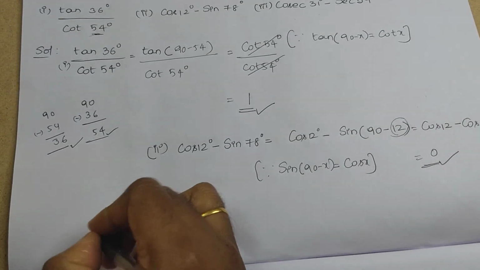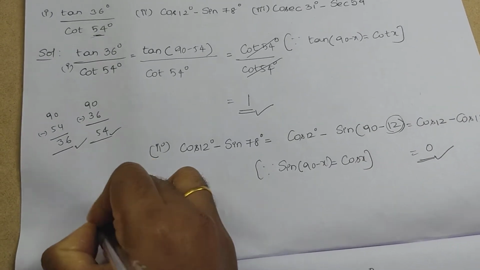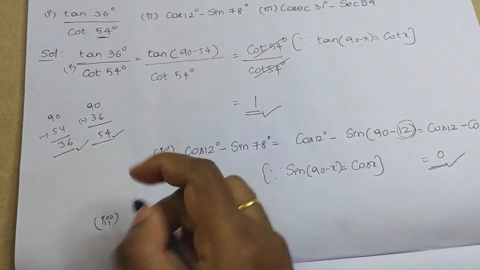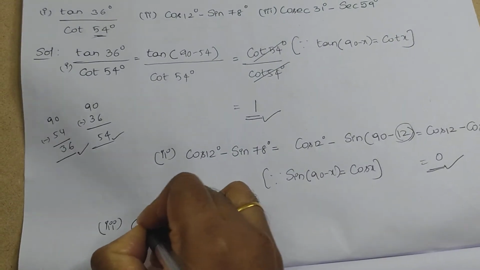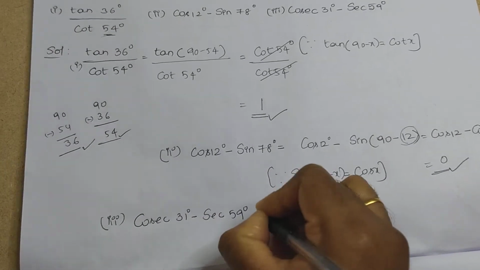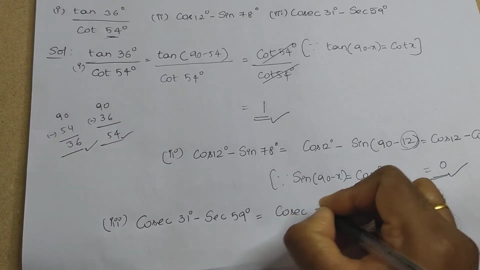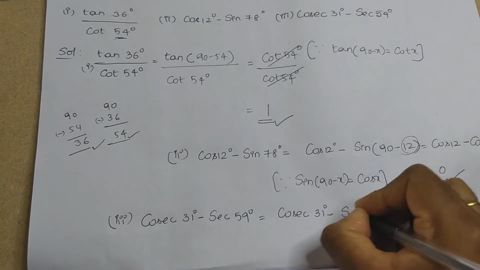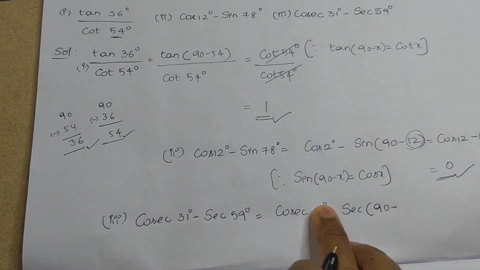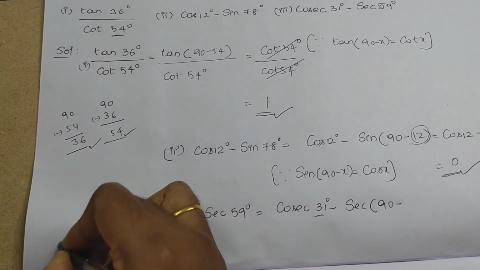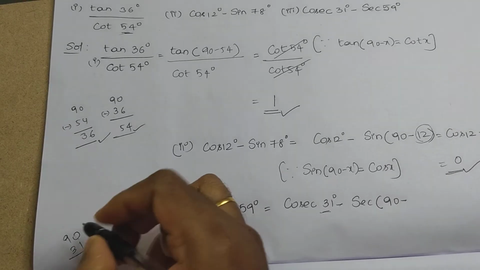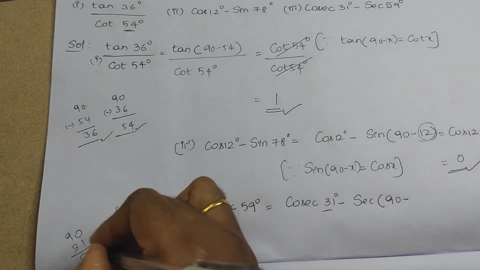So in the same way let's solve sub question 3 also. What is sub question 3? They have given cosecant 31 minus secant 59. Correct? So here cosecant 31 minus secant 59 degrees. That is equals to cosecant 31, I am putting it like that only, minus secant. Can I write it as 90 minus? First take the other angle whatever is there. Just see it, do the subtraction. 90 minus 31. Let's see what we get. 10 minus 1 is 9. 8 minus 3 is 5. Yeah, you will be getting 59 only.